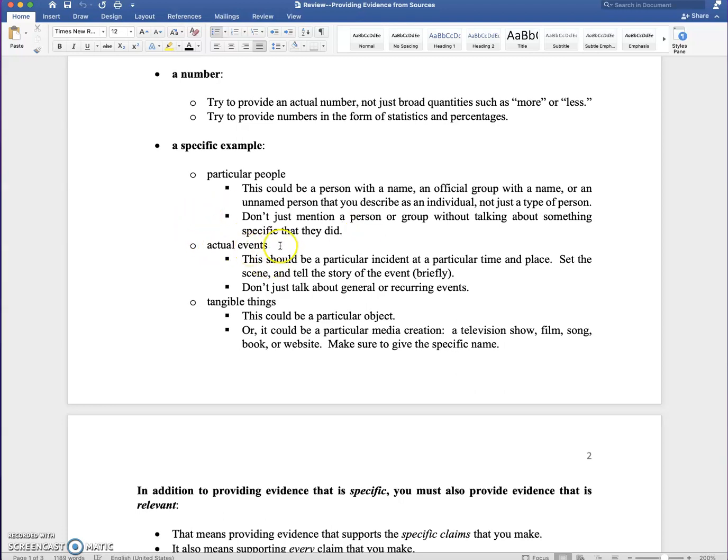Similar thing for actual events. It should be a real event that took place at a particular time and place in order for it to be a good example, not just general or recurring events. And you should kind of tell the story of that event from your source. Or just tangible things, right? Which could be objects or even something like media. So you want to make sure the example is specific here.